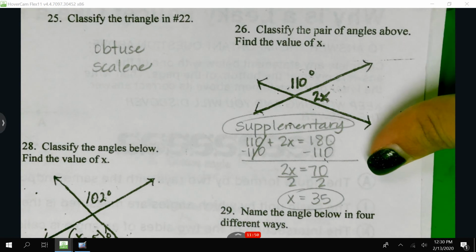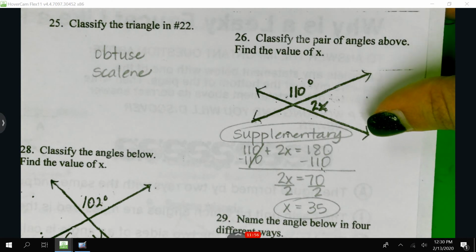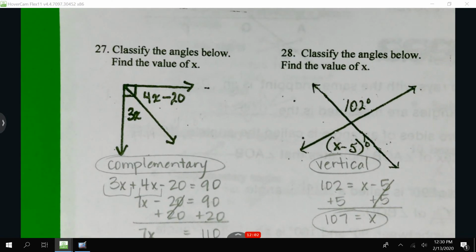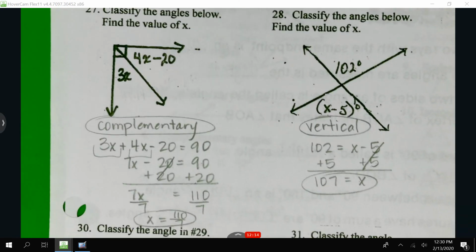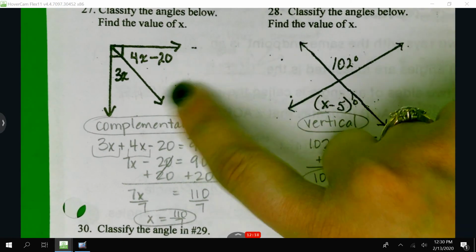What type of angles is in number 27? Complementary. They're equal to 90 degrees. What would they also be? Both of those, 26 and 27. What was another way you could classify those angles? Starts with an A. Adjacent. Aren't they side by side? Yeah, so these are also adjacent angles.